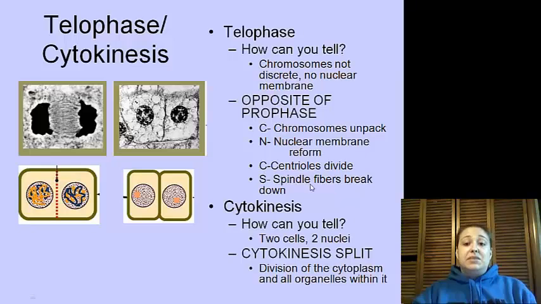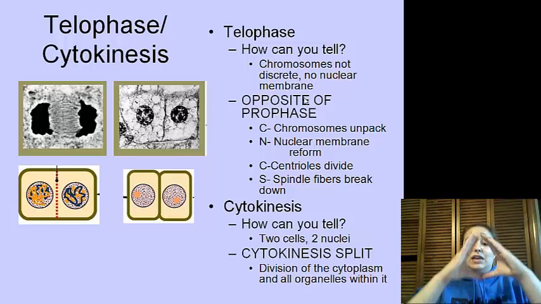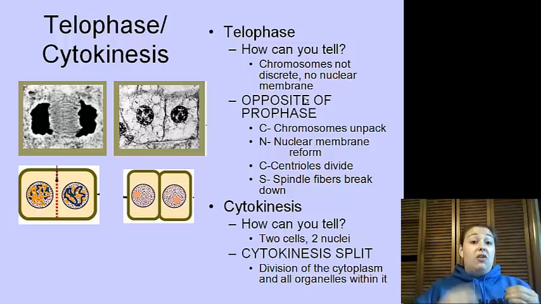Telophase and cytokinesis. Telophase is the opposite of prophase. So chromosomes unpack, nuclear envelope reforms, centrioles divide and go with their cells. Spindle fibers break down, disappear. The opposite of prophase. Cytokinesis is the actual splitting of the cell. All the organelles in the cytoplasm are split. Now, in animal cells, we have a cleavage furrow that forms. That is going to be that little dent. It's known as a cleavage furrow. In plants, we see a cell plate form in between.